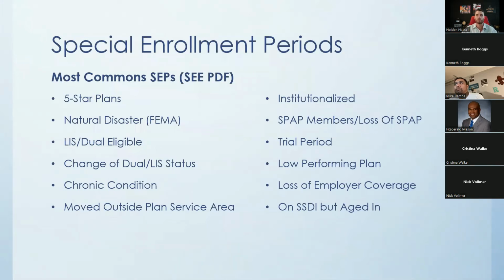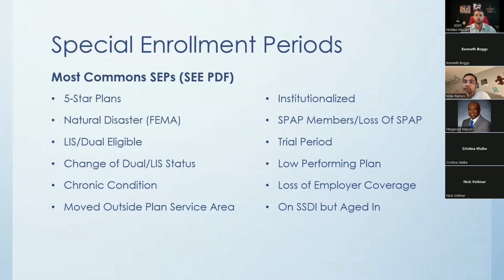SPAP, so State Pharmaceutical Assistance Program, those members of it or loss of SPAP, which pretty much anyone in any state can usually enroll in them. You just Google it, figure out how to enroll in a state pharmaceutical assistance program. Trial period. This is one that Mike's actually going to talk about. So I'm going to give a little note there on trial period. And Mike, you can kind of run through that one, which is important.